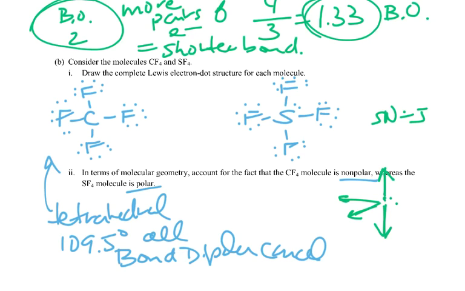So that is where the polarity of the molecule is going to come from. Because of this lone pair, where there's no atom there, there's nothing to cancel 2 of those bond dipoles, and that's why this molecule will be polar.